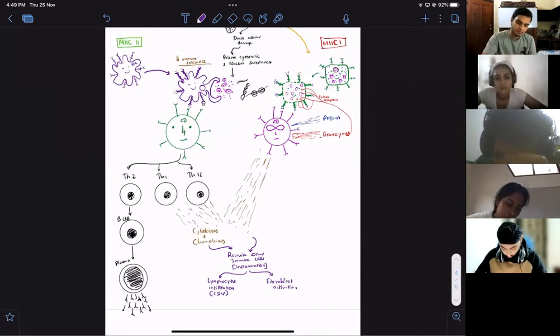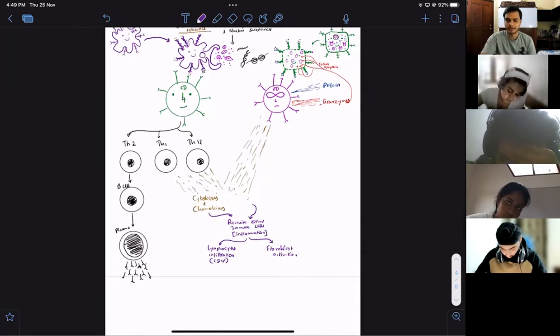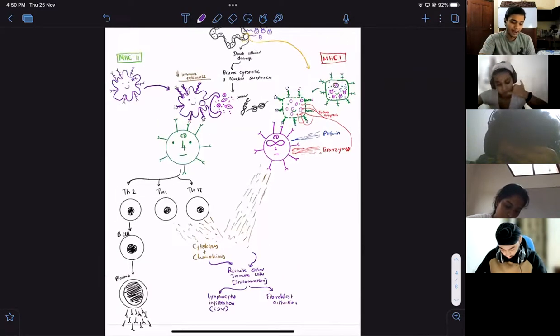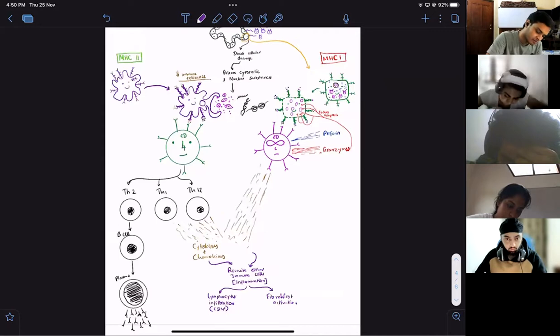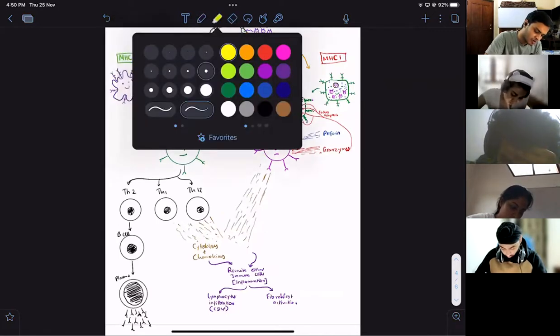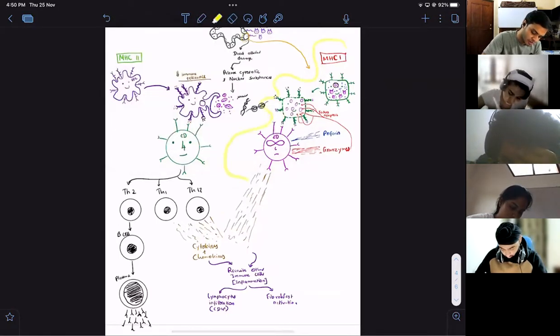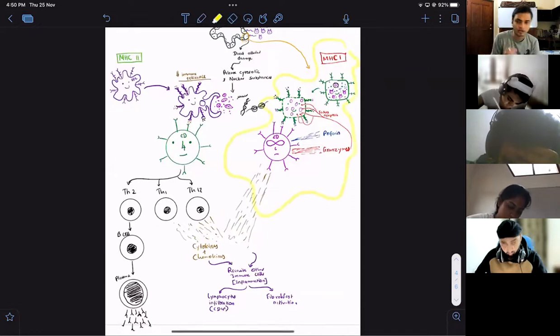Now, look at this, guys. What do I want you all to understand here? This MHC class 1 pathway, I want you all to make sure that you know that this is not the major pathway. This is not the major pathway.